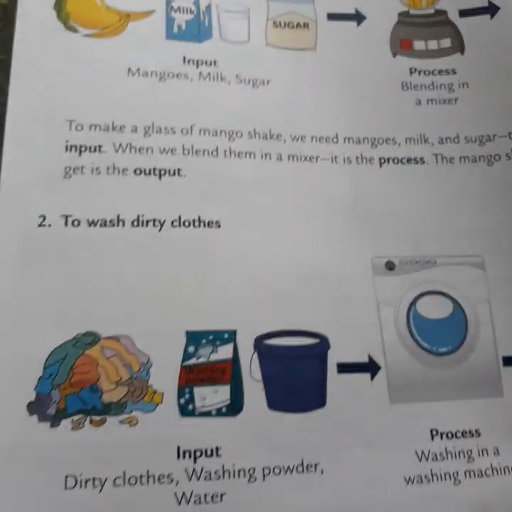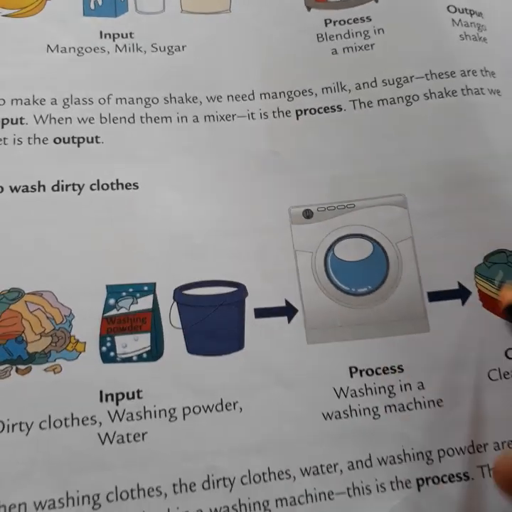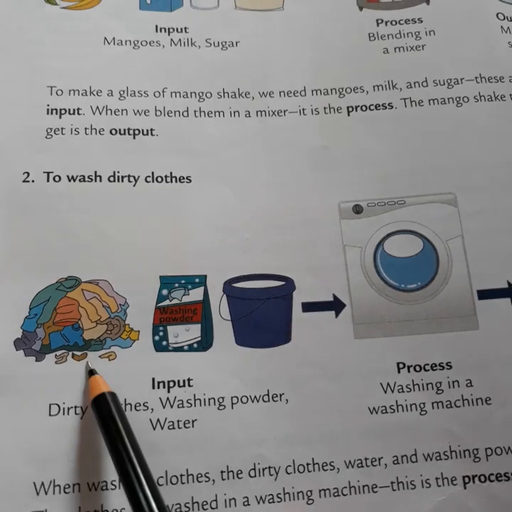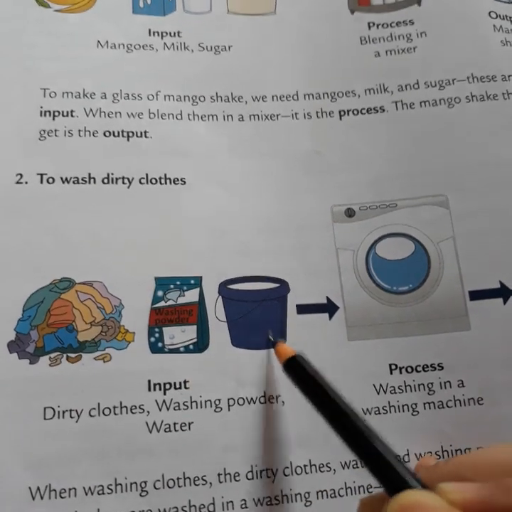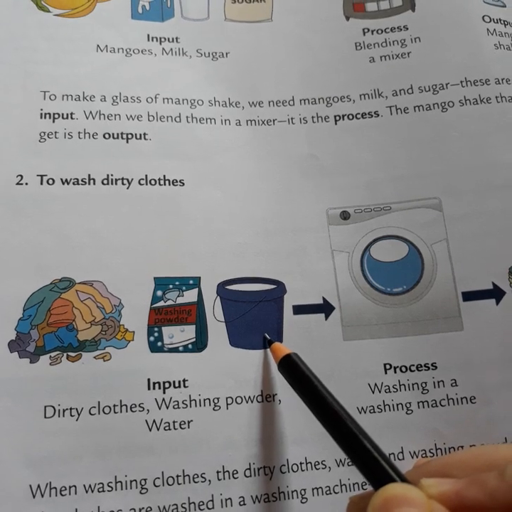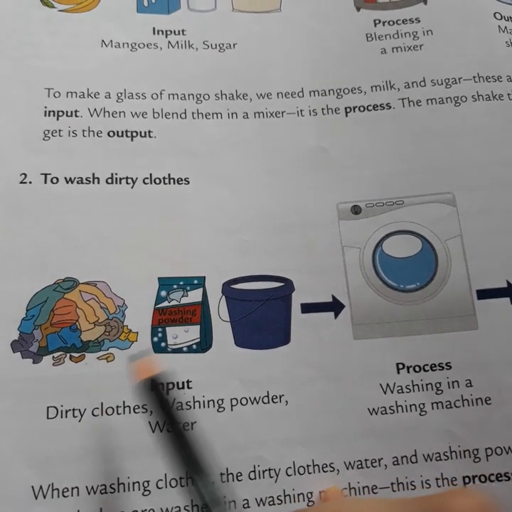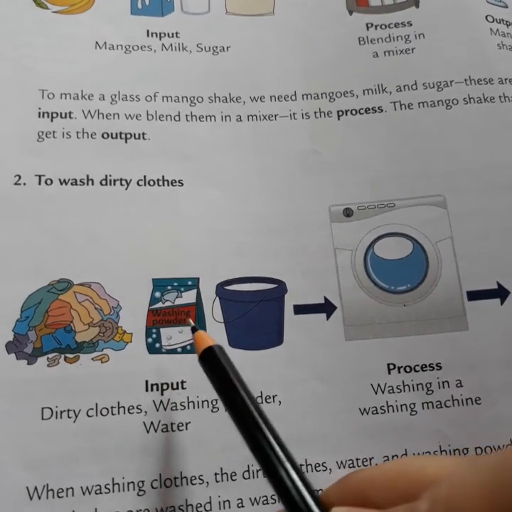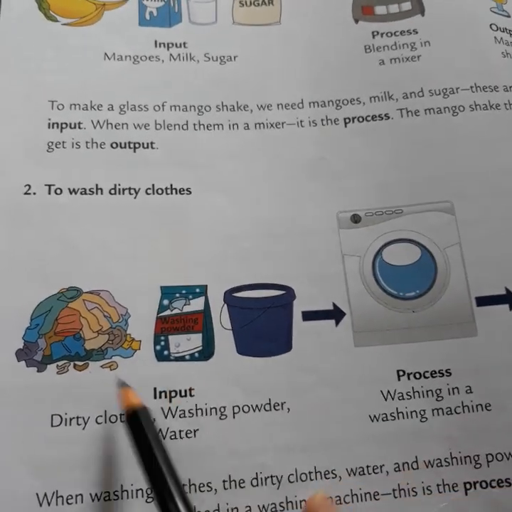Next example, to wash dirty clothes. So here we can see the IPO process also, like input. We have to take dirty clothes, we need washing powder, and we need water also. So what we do, we pour all these dirty clothes into this washing machine, and then we give detergent powder and then water. We pour water here. So these are the input.